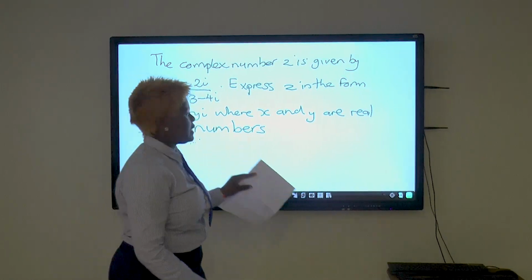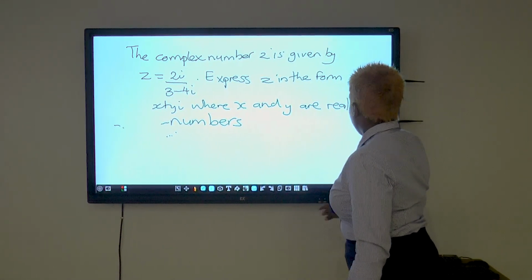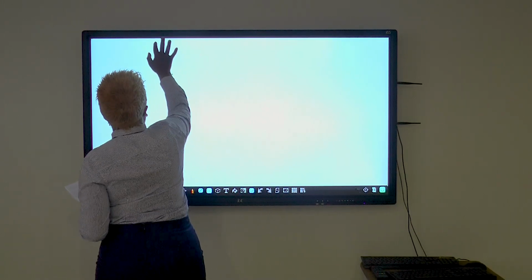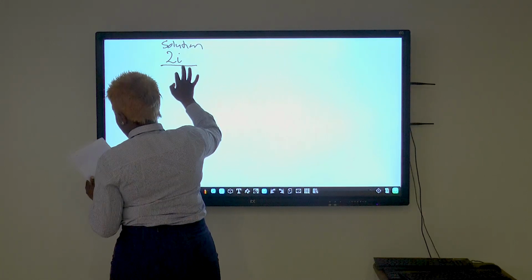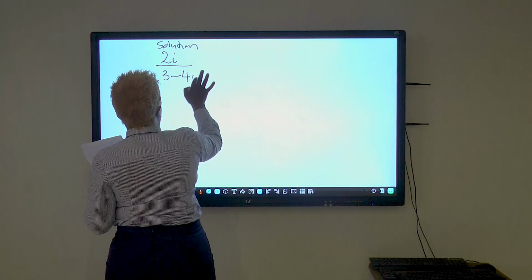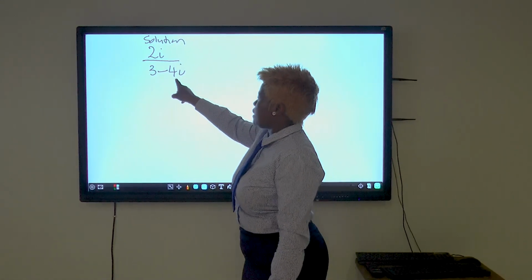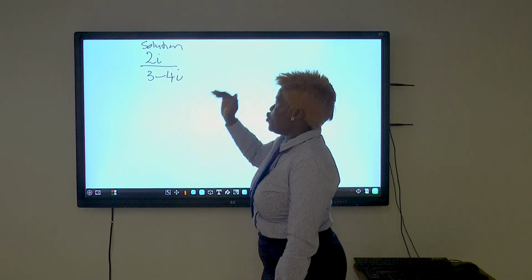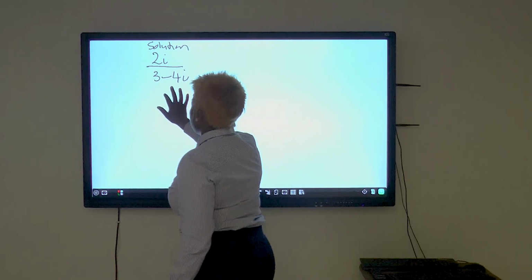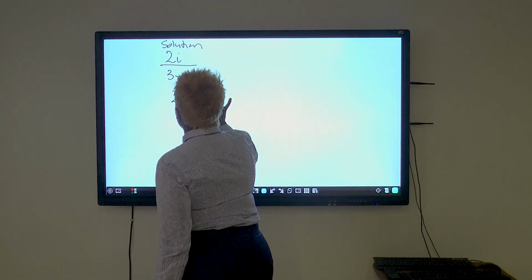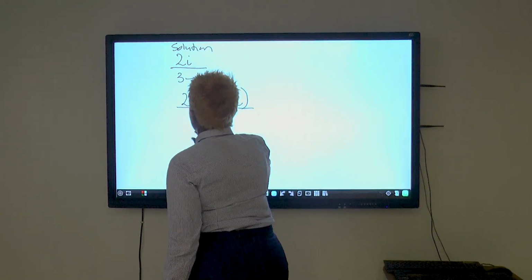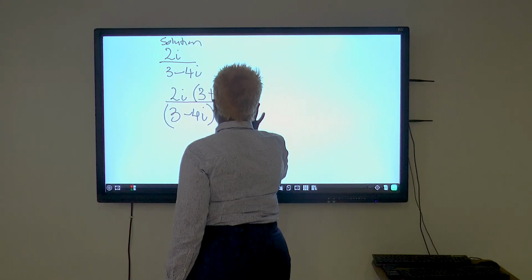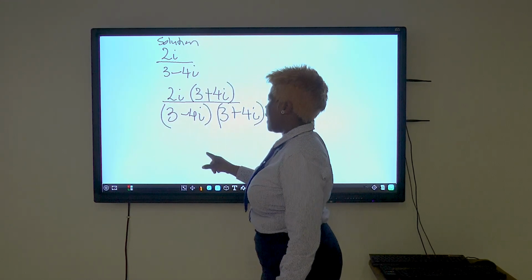This question is similar to the question that we did. We are going to follow the same procedures that we used on the first question. What is the procedure? For the solution, we are given 2i over (3 minus 4i). First, we have to find the conjugate of the denominator, and the conjugate will be 3 plus 4i. Then we multiply the numerator and the denominator by that conjugate, so it becomes 2i multiplied by (3 plus 4i) over (3 minus 4i)(3 plus 4i). The conjugate of 3 minus 4i is 3 plus 4i.